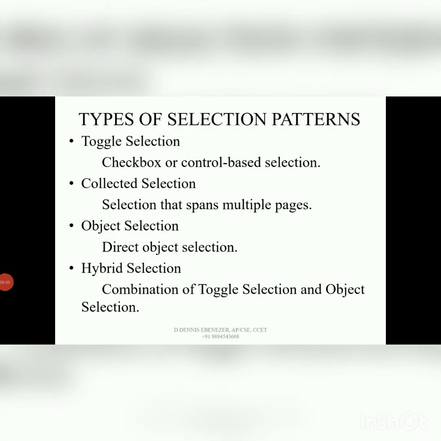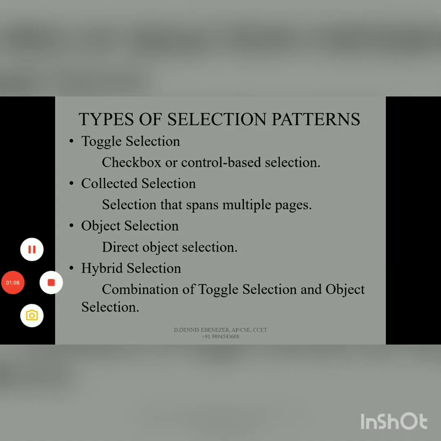When considering direct selection, there are four types of selection patterns available. They are toggle selection, collection selection, object selection, and hybrid selection. In toggle selection, a checkbox or a control based selection is used. Collection selection spans multiple pages. In object selection, direct selection of an object is enabled, and hybrid selection is a combination of several methods that we will be seeing.